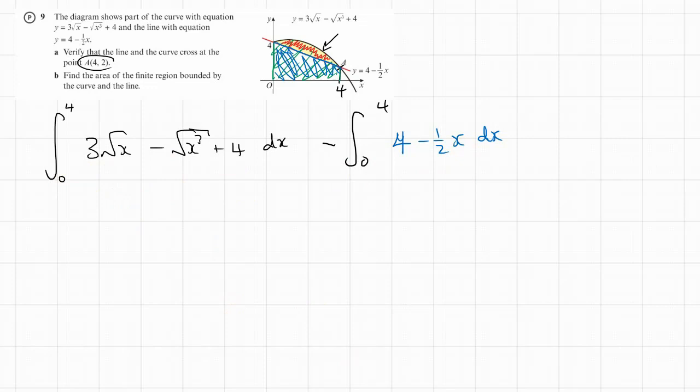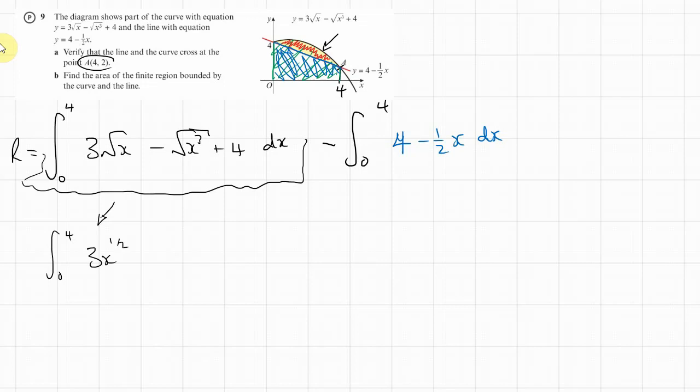But let's do it. So R, meaning the region, equals this. It's good to say what you're finding. I'm just going to do this first. So this step: first of all, I need to get this into a form that I can work with. So square root of x is power of a half. Cubing it and square rooting it, that's the power of 3 over 2.